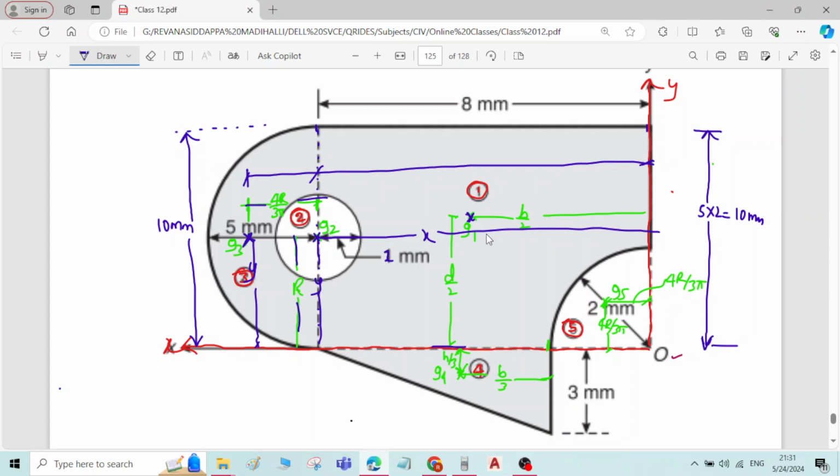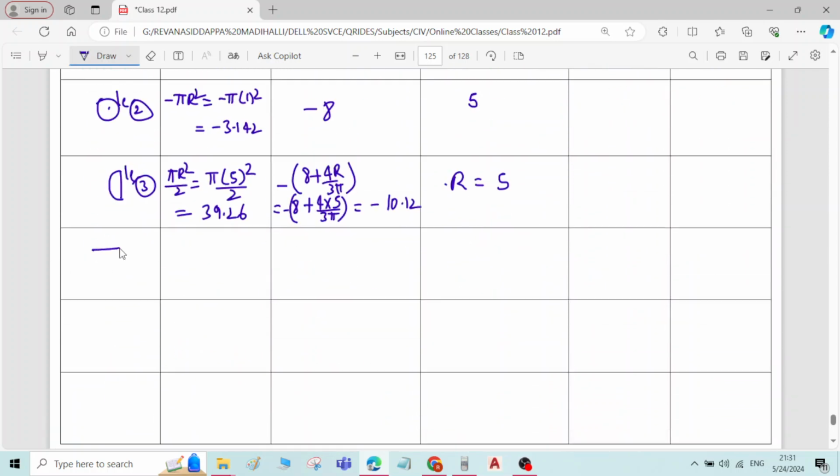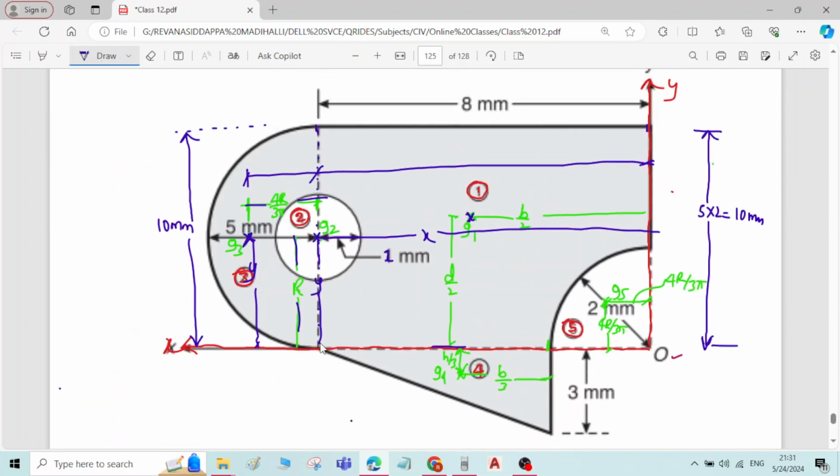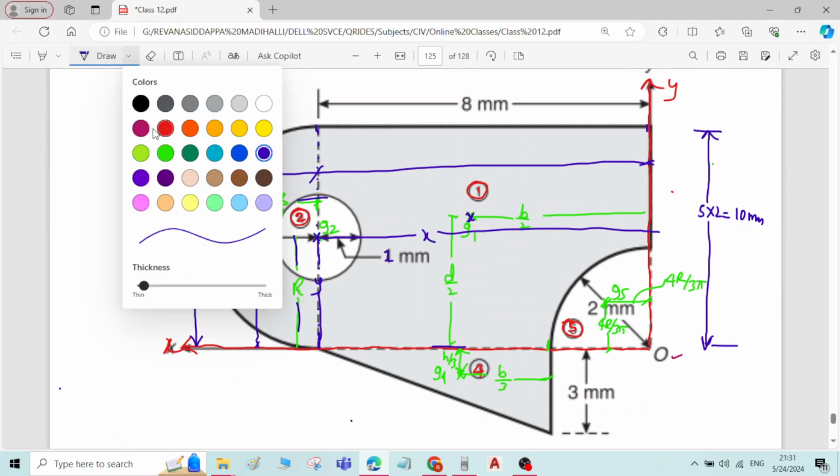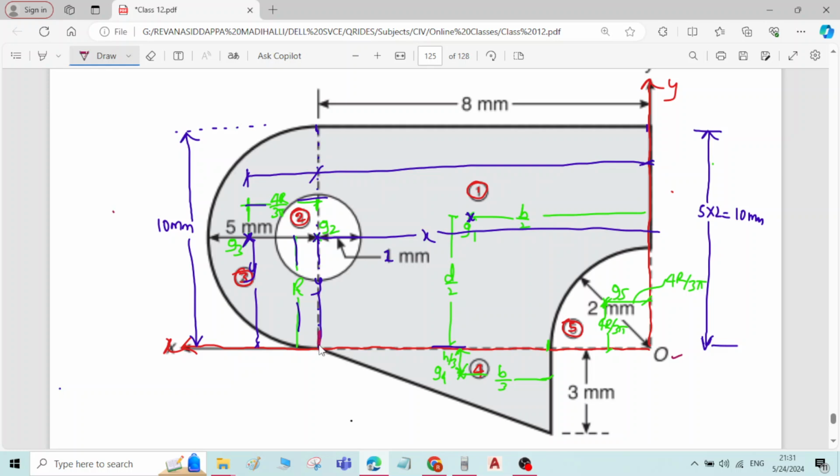Then the fourth component is the right angle triangle. Component number 4. The area of the triangle is half into base into height. Therefore, half into base width of the triangle. How much is it? See here, the base width of the triangle is not given. You have to find it. The distance from here to here is 8 mm. 8 minus this radius 2 mm will give the base width of the triangle. It will be 8 minus 2, which is equal to 6 mm.